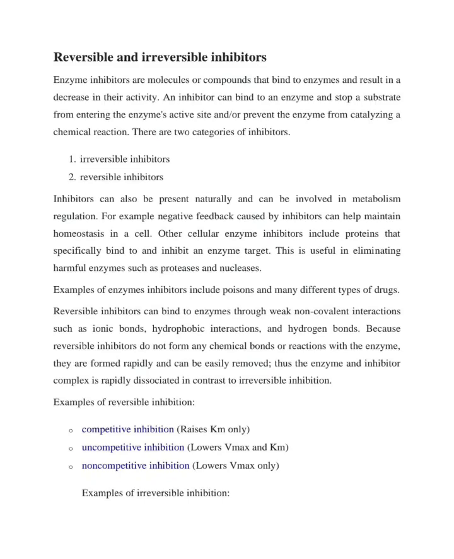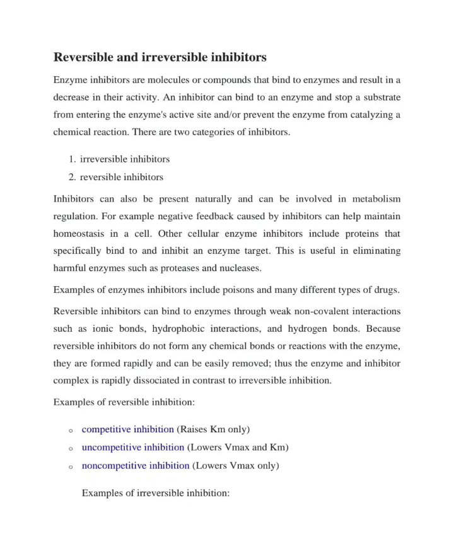There are two types of inhibitors. First is irreversible inhibitors and second is reversible inhibitors. Inhibitors can also be present naturally and can be involved in metabolism regulation. For example, negative feedback caused by inhibitors can help maintain homeostasis in a cell.